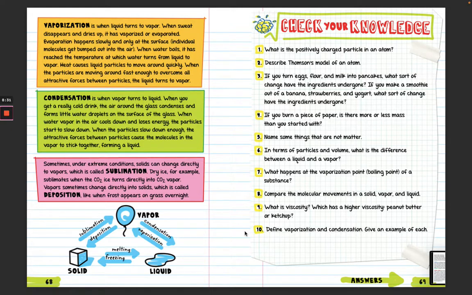Dry ice, for example, sublimates when the CO2 ice turns directly into CO2 vapor. Vapors sometimes change directly into solids, which is called deposition, like when frost appears on grass overnight.